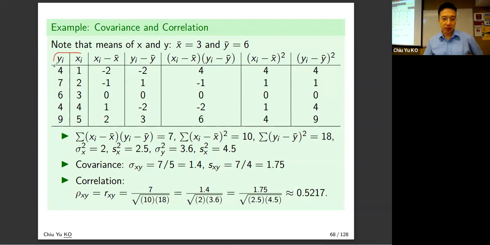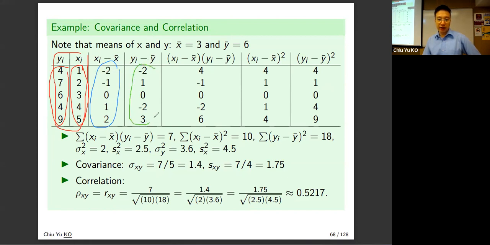We have this data. X is 1, 2, 3, 4, 5. Y is 4, 6, 4, 7, 9. And that's how we calculate the covariance. What you do is take every observation of X minus the mean of X, and every observation of Y minus the mean of Y, which is 6. And you multiply them together, and you get this column. Is that clear how you get the fourth column?